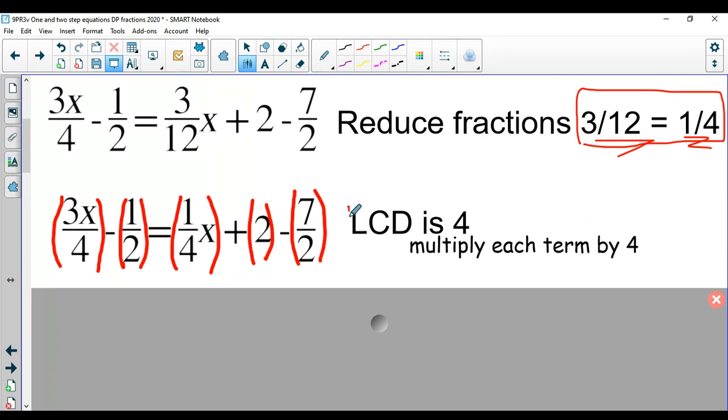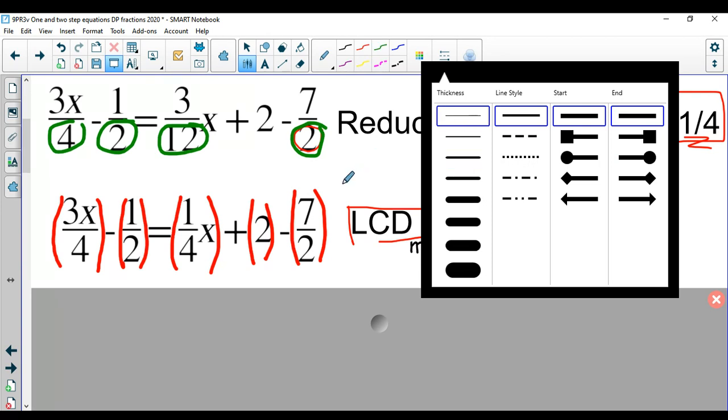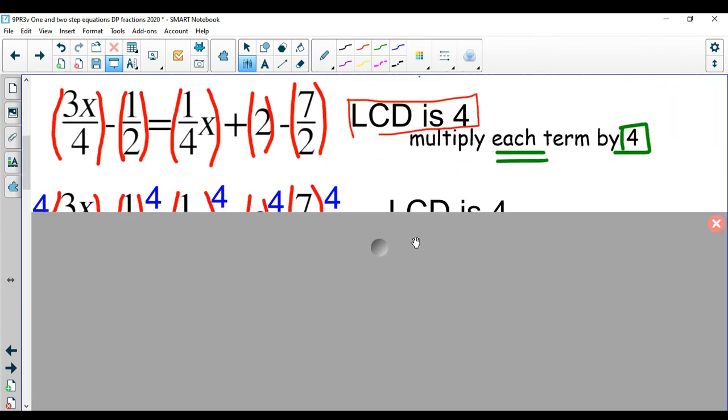Now we have to do, remember back in grade 7, lowest common denominator. We have to look at all our denominators. Let's switch red here. Let's go to green. All our denominators. What is my lowest common denominator? It is 4. So we have our lowest common denominator is 4. We have to multiply each term by 4. So let's go ahead and multiply each term by 4. That's every single term, left side and right side. So we'll go ahead and do that. Why are we multiplying it by 4? Because we're going to remove the fraction.